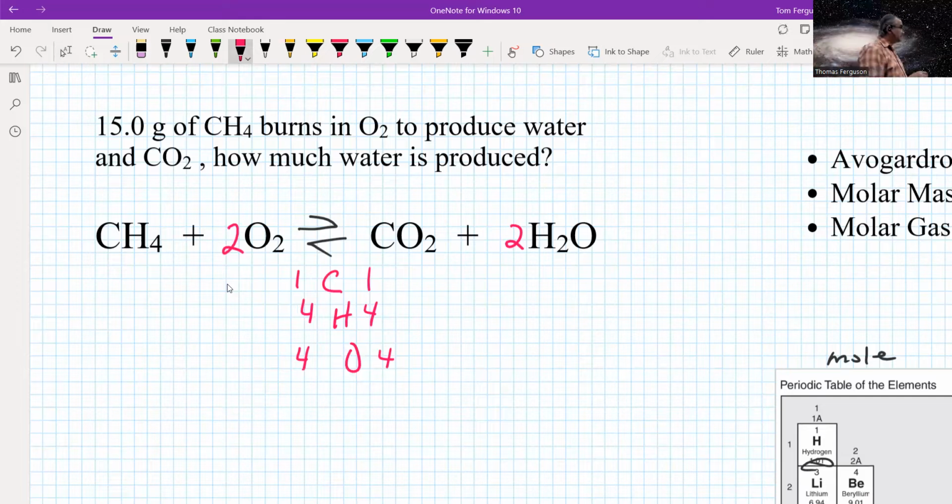We know it's balanced because the C, H, and O counts are equal on both the reactants and the product side. Okay, so step number one is done.